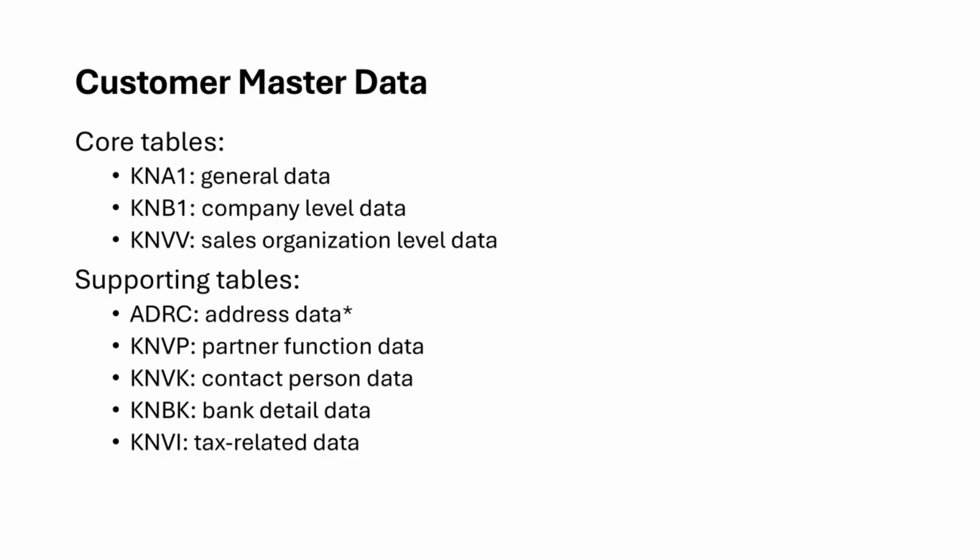For example, customer master data isn't sitting in one place. It's spread across different tables, each holding a specific piece of the puzzle. That's how SAP keeps data relational, flexible, and powerful. As an example, customer master data can be broken down into different tables.